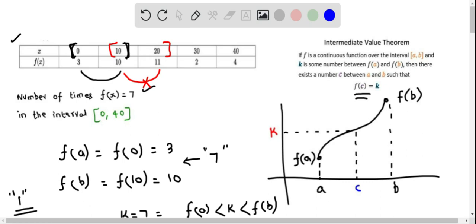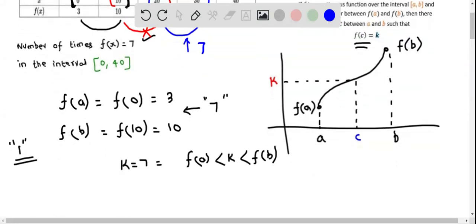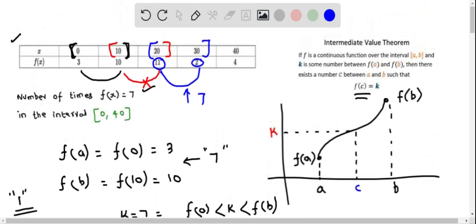Now let's move on to the next interval, that is the closed interval from 20 to 30. Clearly, we see the function values are 11 and 2. So definitely 7 lies between 11 and 2. So we see that in this interval, the function value is 7. So this is another interval. So far we have obtained two intervals.